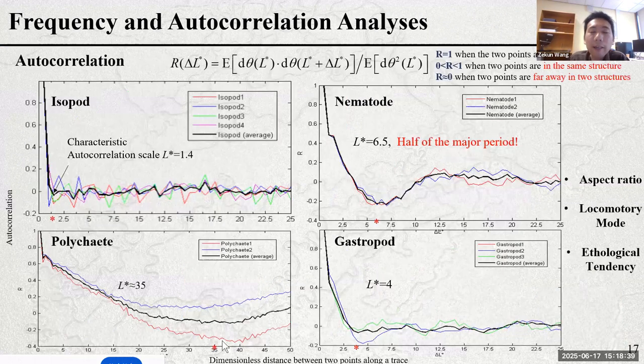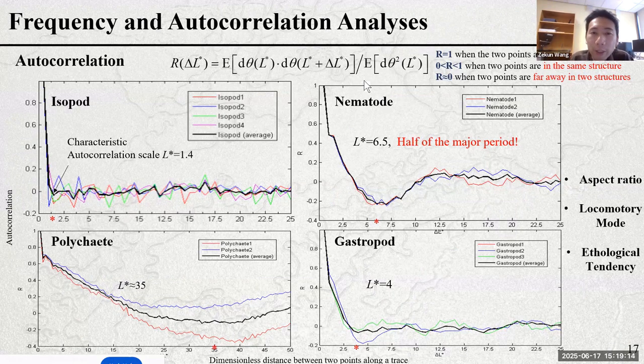Okay, another approach is the autocorrelation function, which is calculated by this formula. As you can see, the autocorrelation function informs of the correlation between 2 points along a signal, whether they are correlated. The delta L here is a dimensionless distance between these 2 points. When it equals 0, you can see the denominator equals the numerator, so this autocorrelation function is 1.